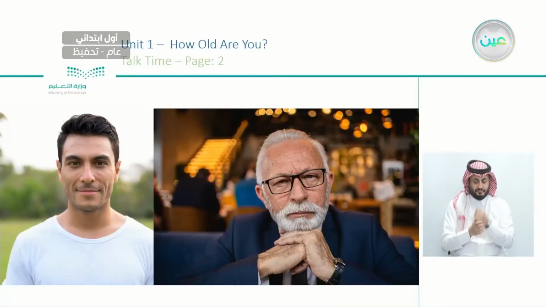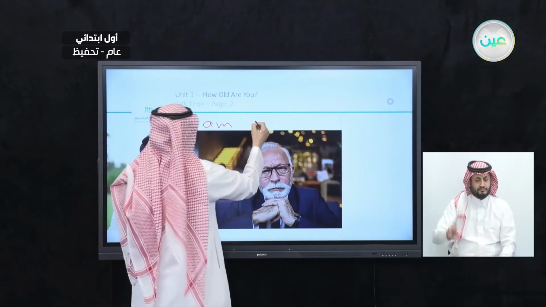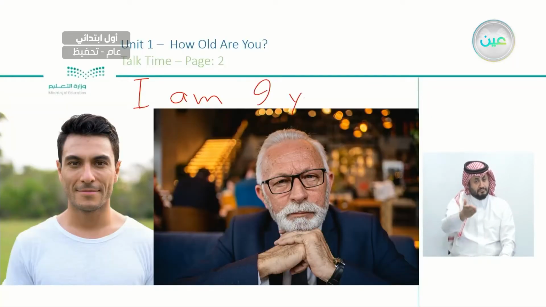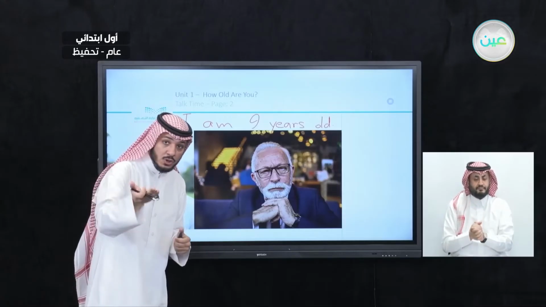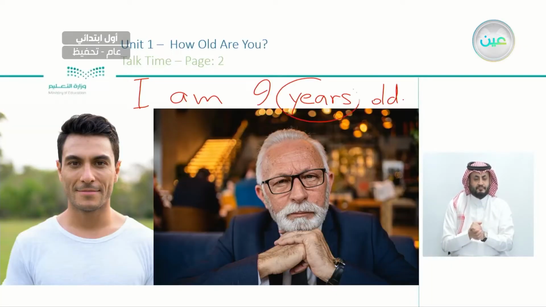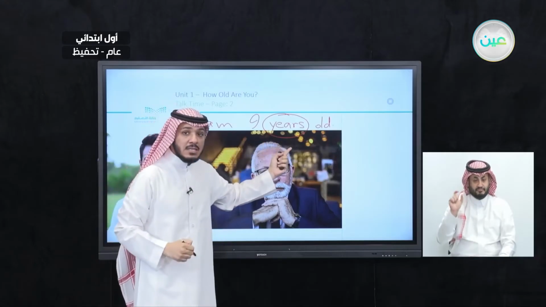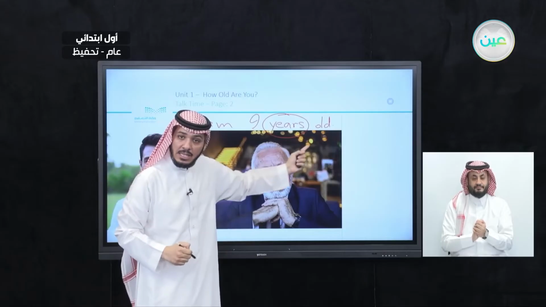Excellent. Now, how to write it? First of all, you will say, I am. How old are you? 9. Excellent. So I am 9 years old. Or if you're 10, I am 10 years old. So what does "years" mean? سنوات. Excellent. So I am 9 years old. I am 10 years old.